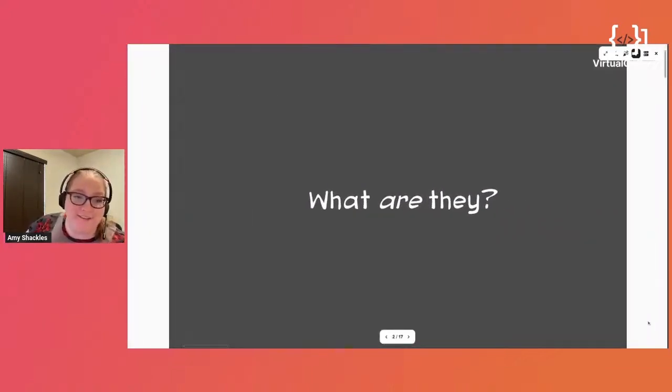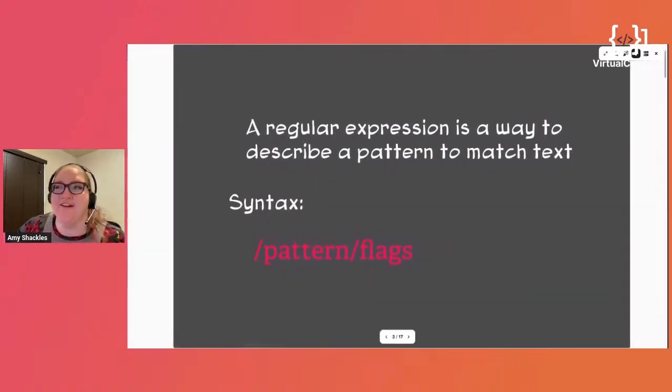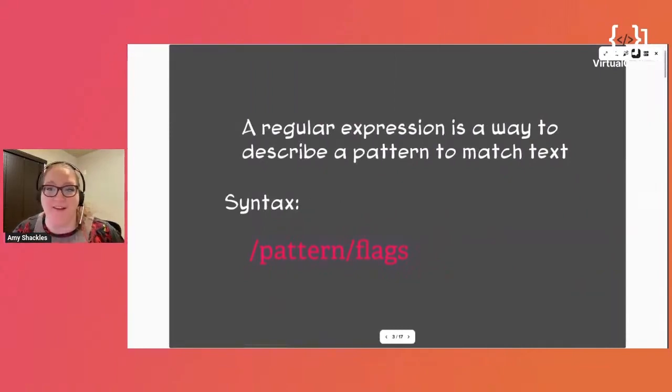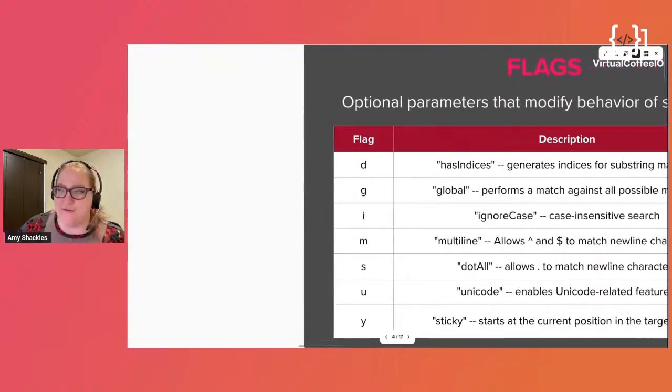So what is a regular expression? A regular expression is a way to describe a pattern to match text. It's usually used for find and replace or data validation for input that is strings. The syntax is generally /pattern/flags. I'm going to specifically be talking about JavaScript flavored regex. There are different flavors, so the syntax is slightly different across different kinds of regex.